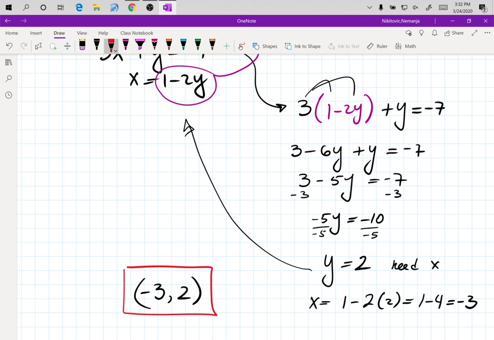Let's take a look at one more exercise, and then we can take a look at a word problem or something. So let's say we have a system. Let's find another system.